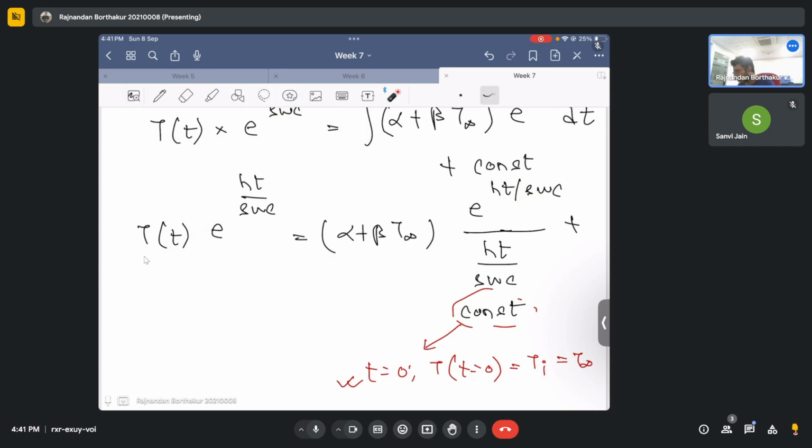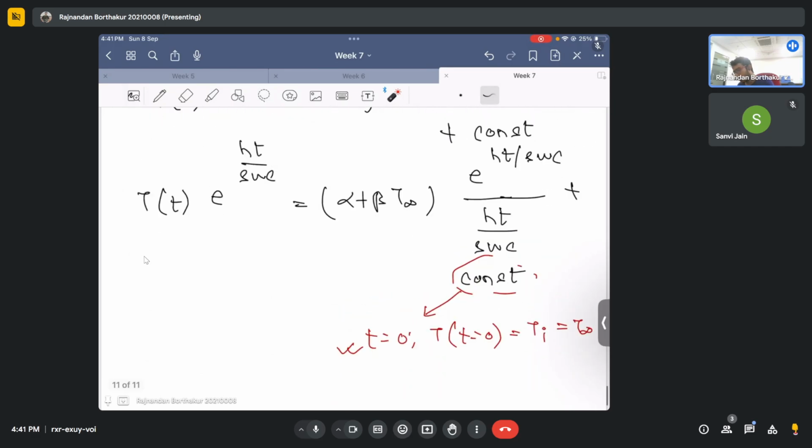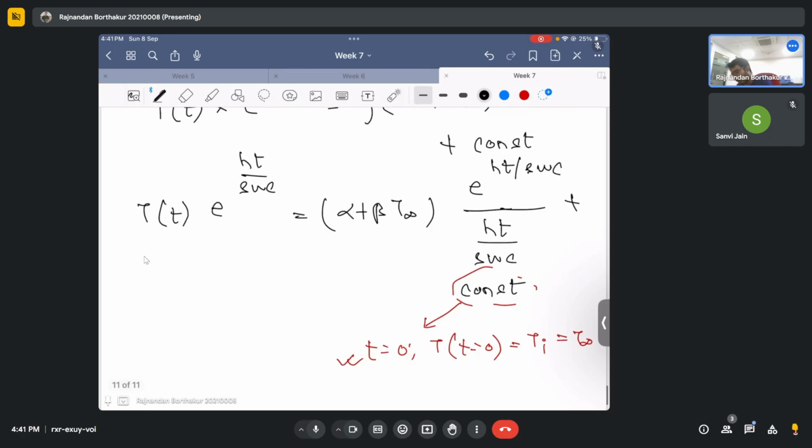Okay. Right. For instance, let's say I'll just show you. So I hope you can understand that, right? I mean, you got it, how to evaluate. So for instance, this constant you can evaluate at time t equal to 0.